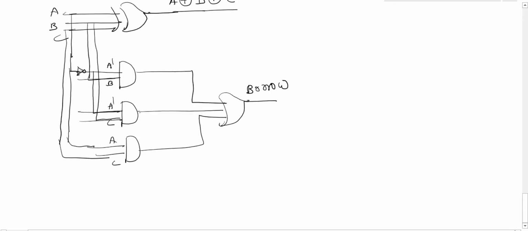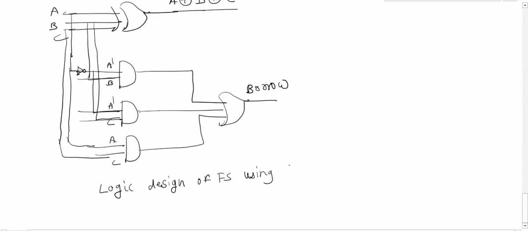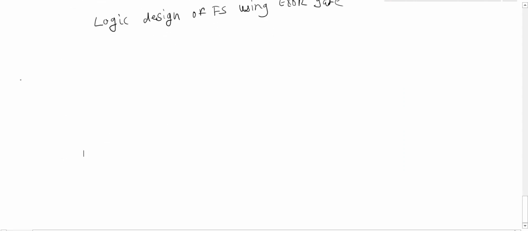This is the logic diagram of full subtractor using special gate XOR. Now I want to implement the full subtractor by using 2 half subtractors. When I want to implement the full subtractor by using 2 half subtractors, at that time we'll go for simplification of the borrow expression.